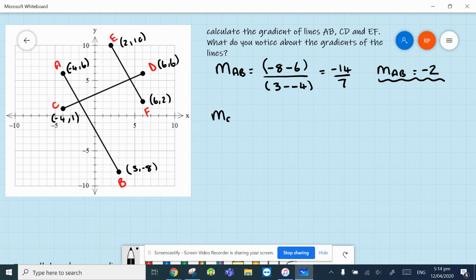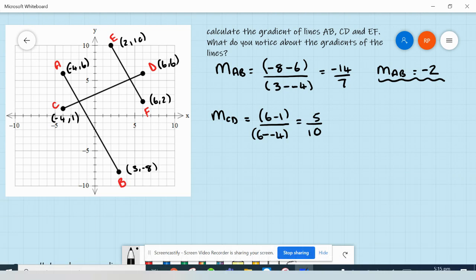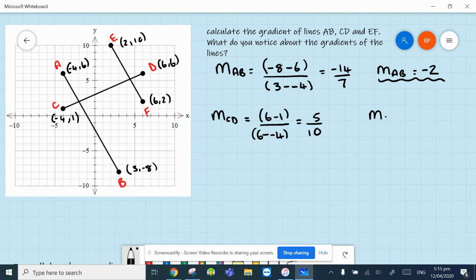The gradient of CD. On the top, we're going to have 6 take away 1. Underneath, we're going to have 6 take away -4. So that's 5 over 10, which simplifies to a half. So the gradient of CD equals 1/2.